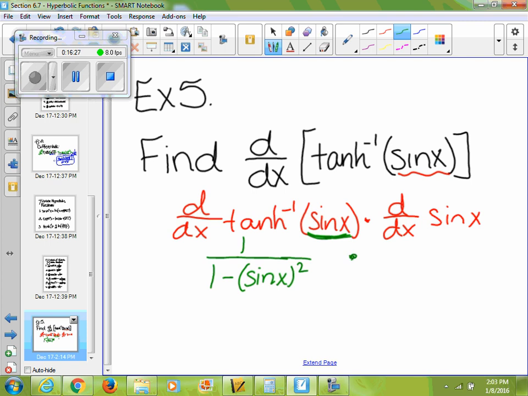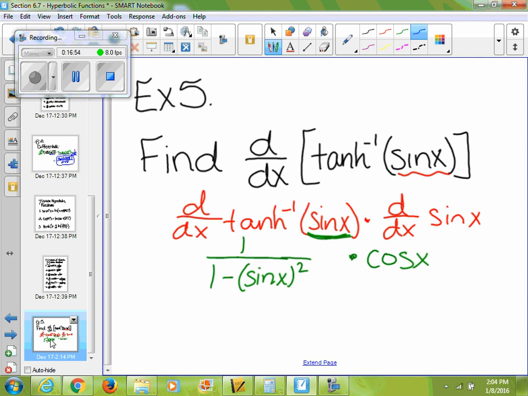Okay, and who remembers what the derivative of sine of x is? Just regular sine of x, not our hyperbolic sine. Anybody remember? Cosine. Nope, it's positive. Okay, so cosine of x. Yep, sine turns into cosine when you derive it. So I end up with 1 over 1 minus sine of x squared times cosine of x.